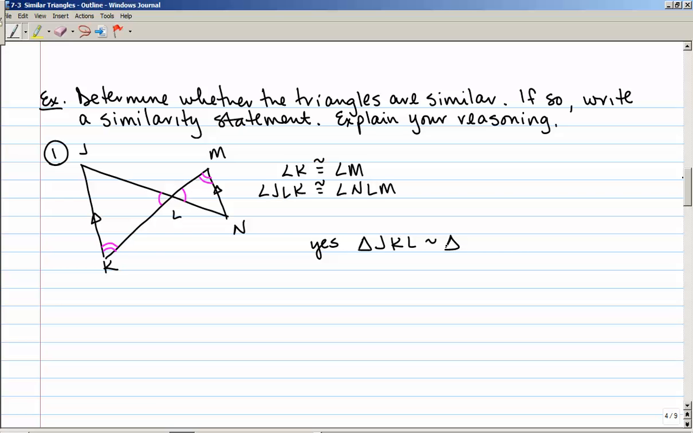is similar to triangle. Now I have to name it the same way. So to name JKL, I went from the angle that had no mark in it to two pink arcs to one pink arc. So I have to do the same thing over here. That's going to be NML.